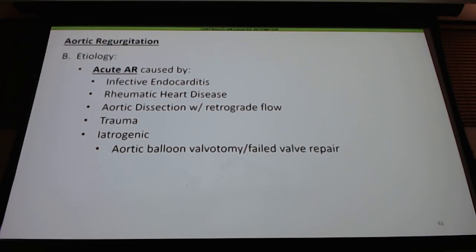When we talk about causes of acute aortic regurgitation, be thinking of things like infective endocarditis, where instead of an erosion of the leaflet, the vegetation interferes with the closing of the valve leaflets and causes that acute presentation. Aortic dissection, where the tearing comes down and affects the valve itself. Other trauma, and then iatrogenic, meaning we as medical professionals caused it with invasive testing or procedures.